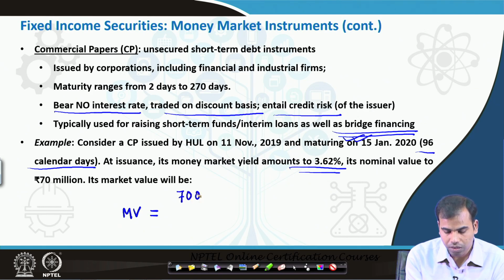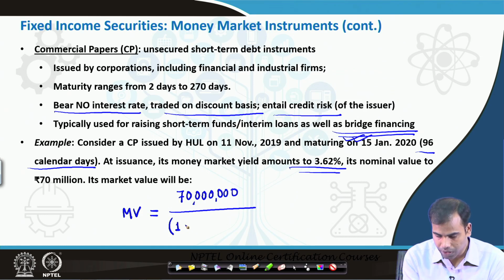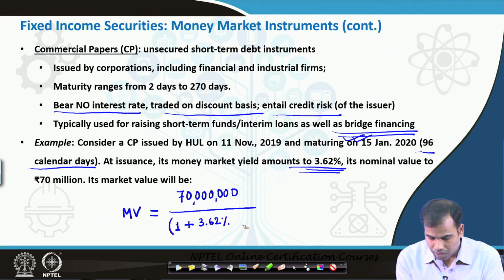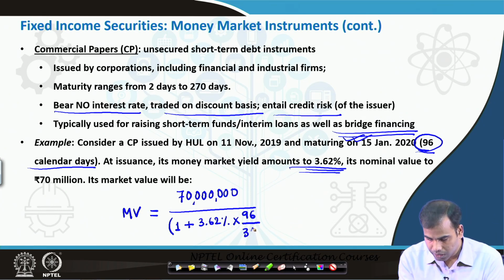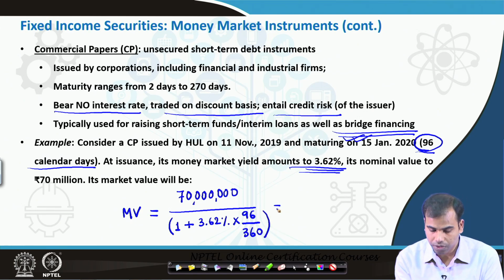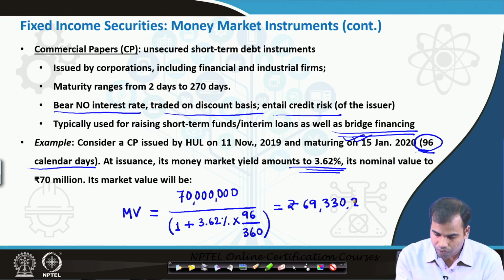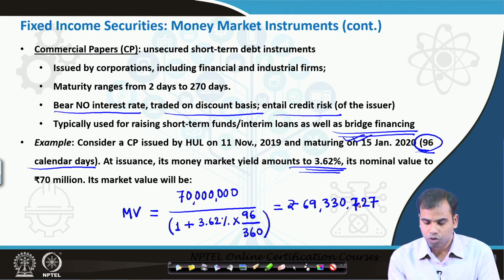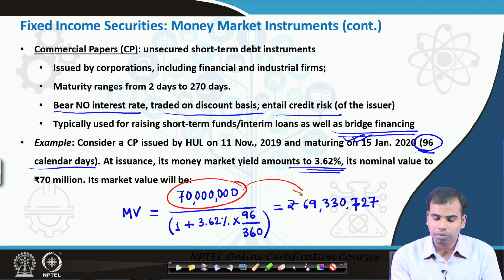70 million divided by 1 plus the rate of money market yield, which is 3.62%, into the number of days for which it has been issued, that is 96, divided by number of days in a year. If you use this particular approach, the value that you are going to get is close to 69 million 330,000 727 rupees.